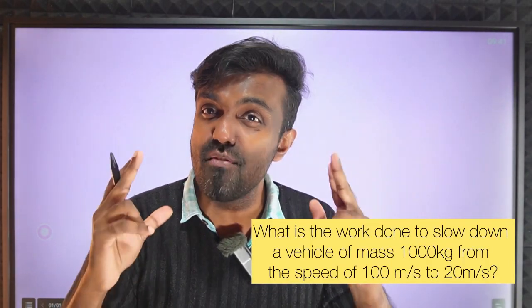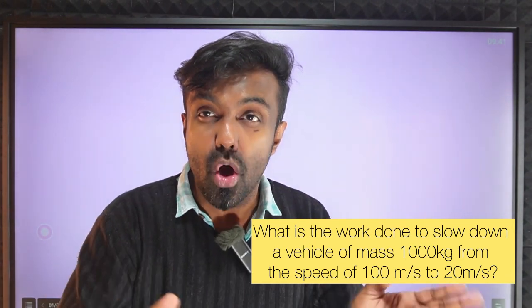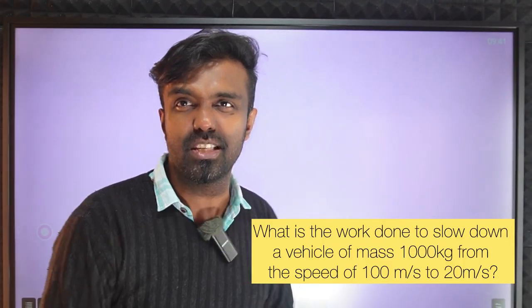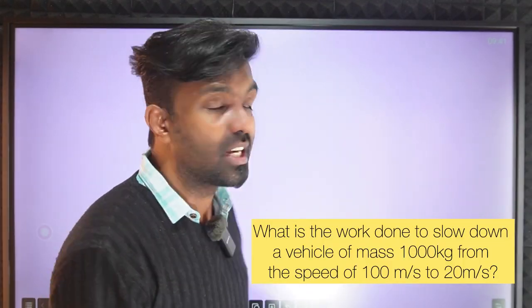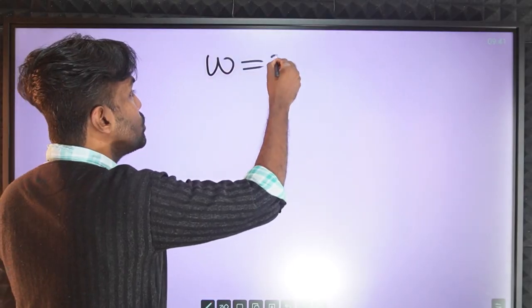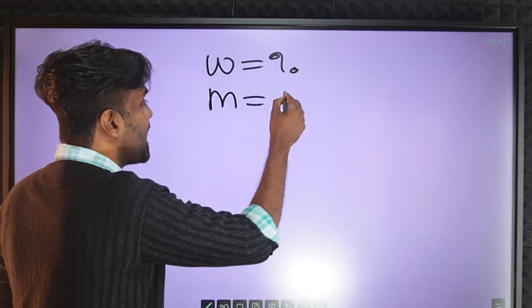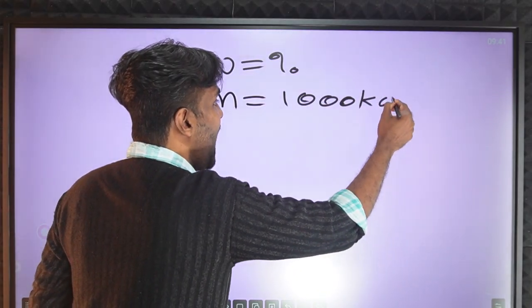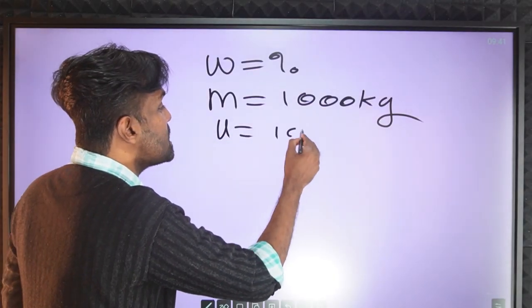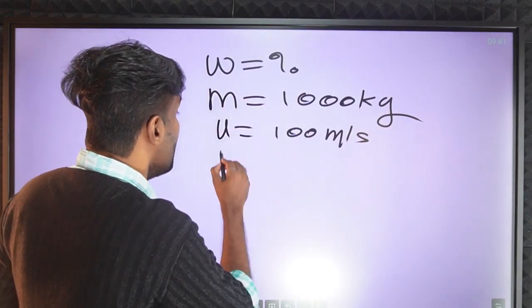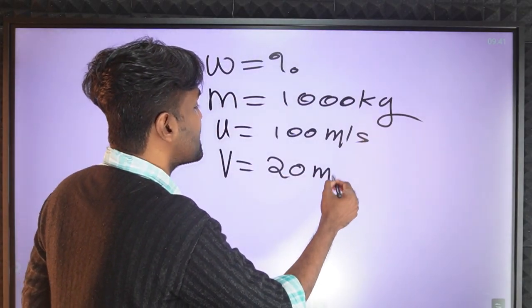Here we have another question. What is the work done to slow down a vehicle of mass 1000 kg from the speed of 100 meter per second to the speed of 20 meter per second? What's the question? What is the work done to slow down a vehicle of mass 1000 kg? The mass here is 1000 kg and we have to slow down the speed from 100 meter per second to the speed of 20 meter per second, guys.